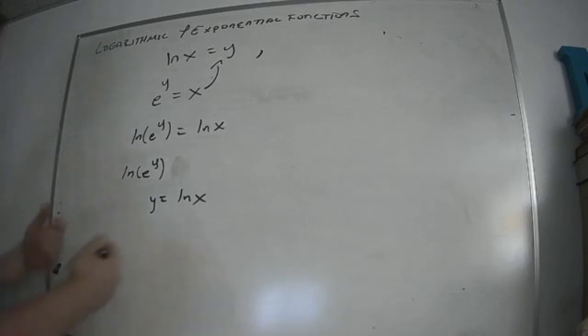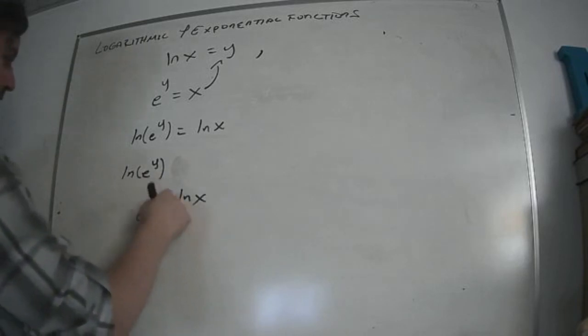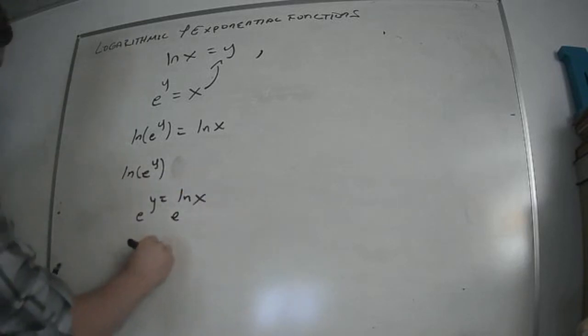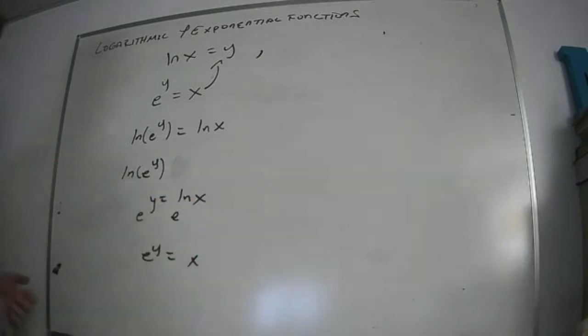Similarly, I can exponentiate both sides of this equation. I could raise both of these to the e. I could say e to the y equals e to the ln of x, which means I would get e to the y equals, these are inverses, x.